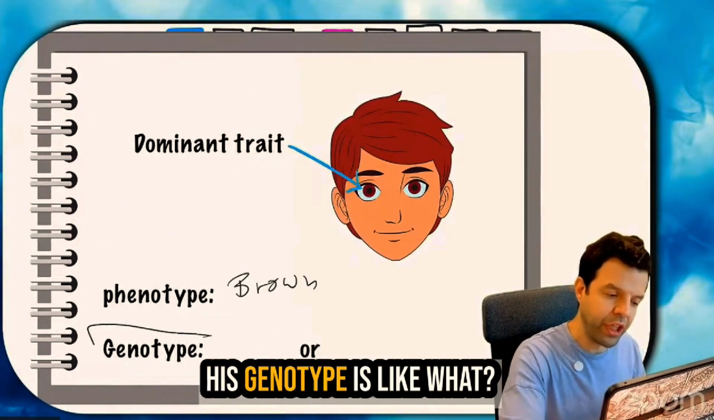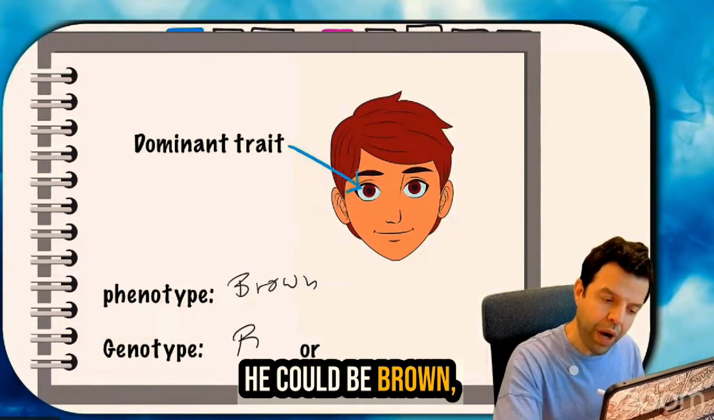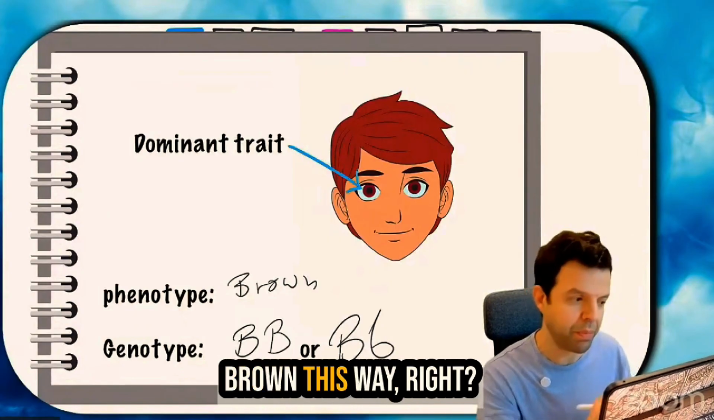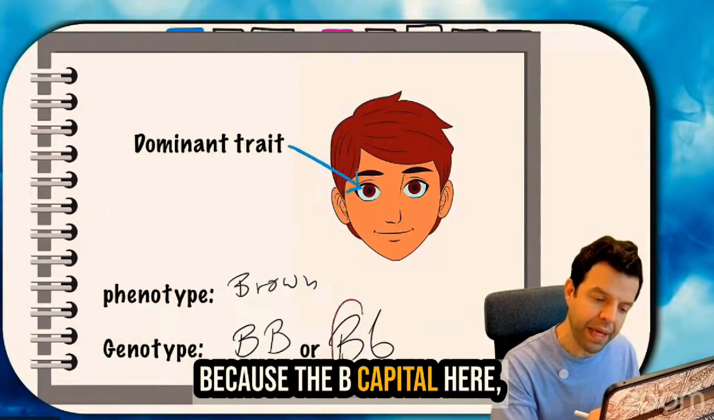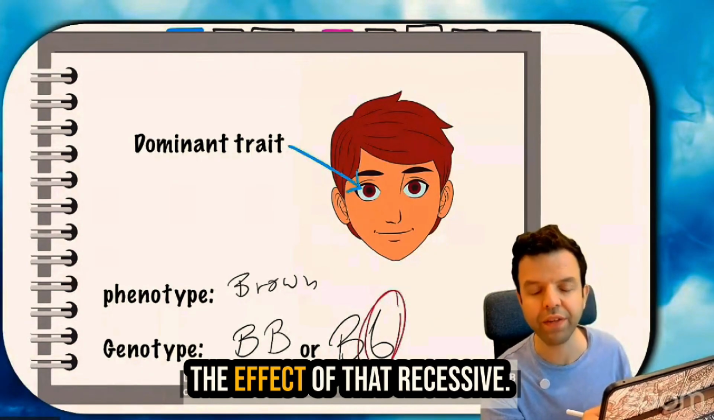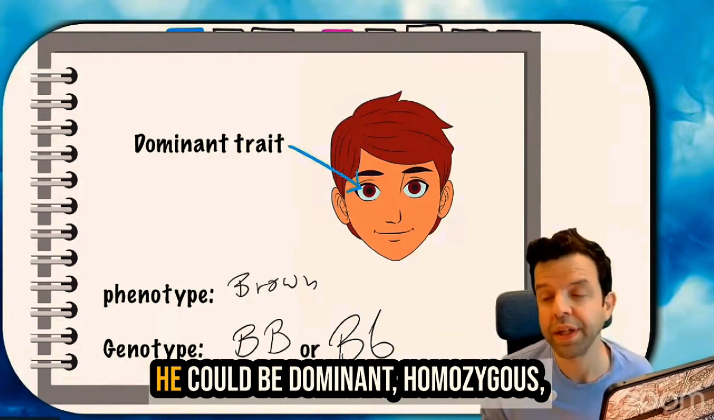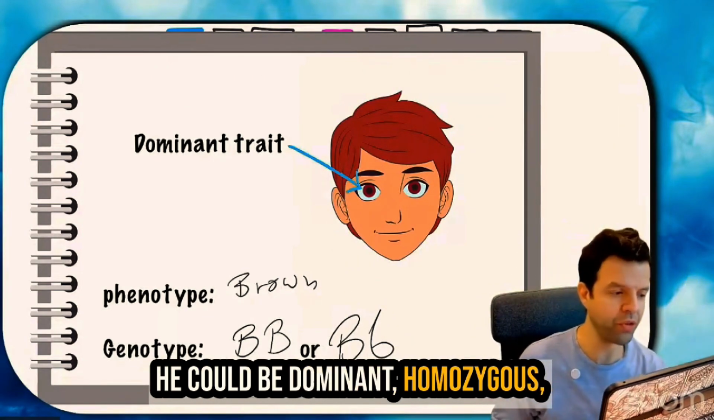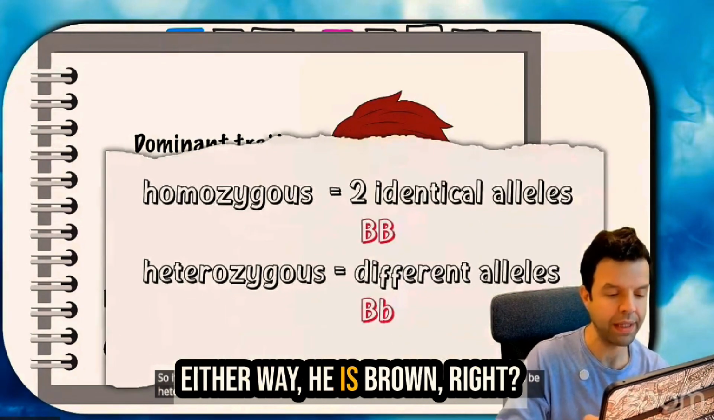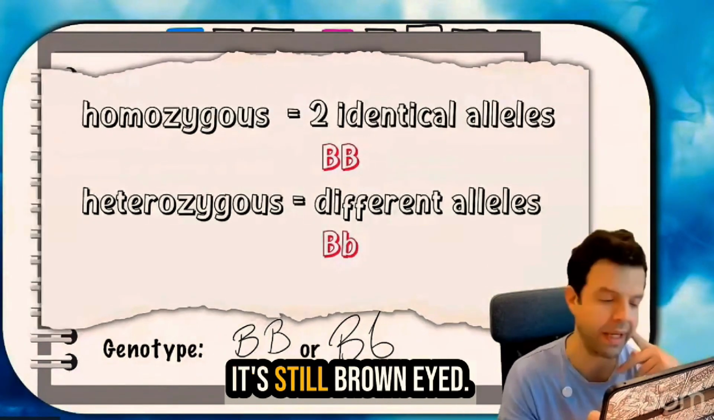His genotype, like what? Genotype is all of his genes. He could be brown like this, or he could be like that, right? He would still be brown this way, right? Why? Because the B capital here, the dominant one, will mask the effect of that recessive. So if somebody shows brown eyes, he could be homozygous dominant, or he could be heterozygous. Either way, he is brown, right? BB capital, brown. Capital B small b, it's still brown-eyed.